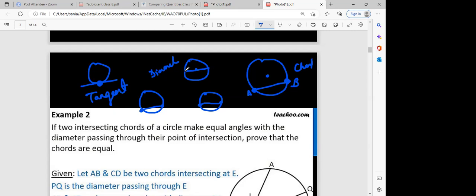Diameter is touching the circle again at 2 points, but it is passing through the center, right? So though it is touching the circle at 2 points, it is not known as a chord. Why? Because it is passing through the center. Clear? You can quickly write it down in your notebook, make it here in the blank space, margin. And then we'll start with question number 2.